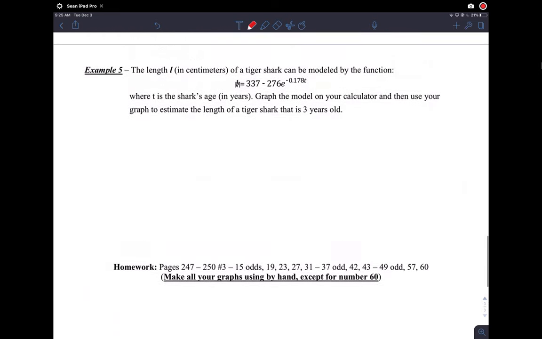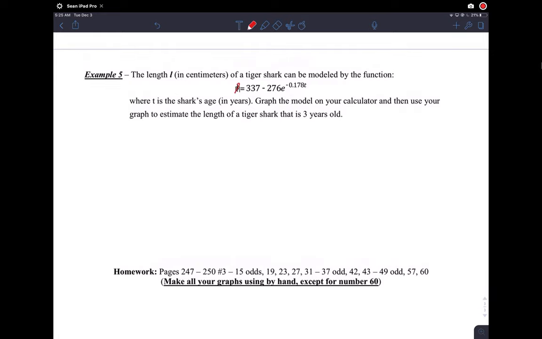And then the last one, again, sorry for this. This is supposed to just say L over here. The length L in centimeters of a tiger shark can be modeled by this function. Hey, the biology example. Very interesting that e is the number that shows up in the function, where t is the shark's age in years. So graph the model on your calculator, then use your graph to estimate the length of a tiger shark that's 3 years old.